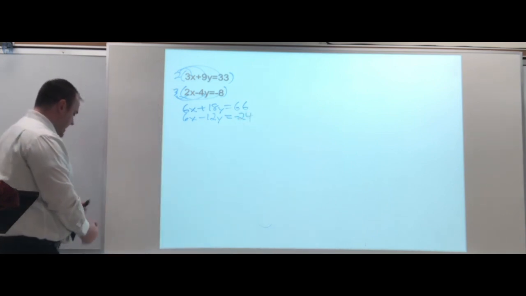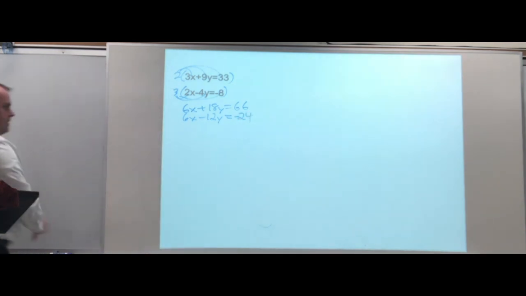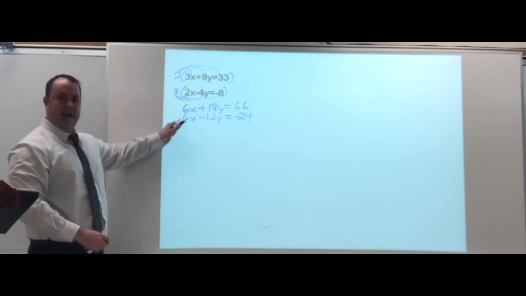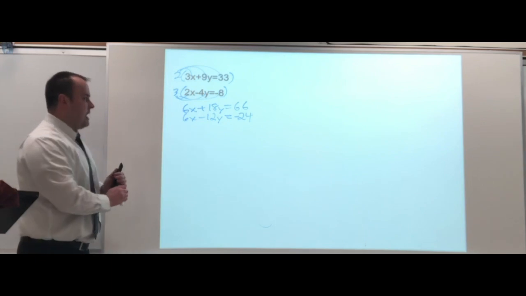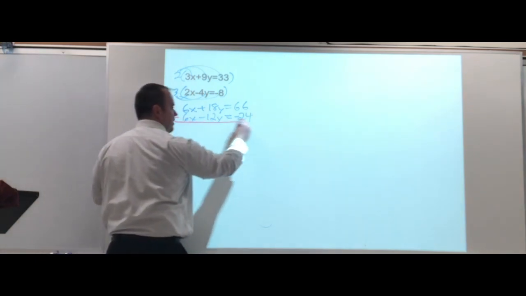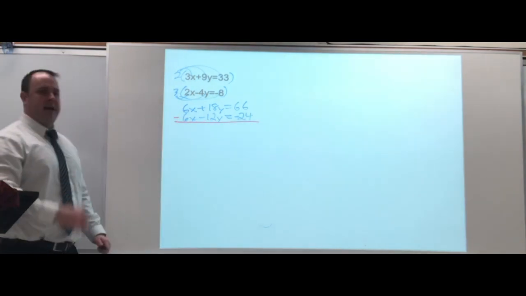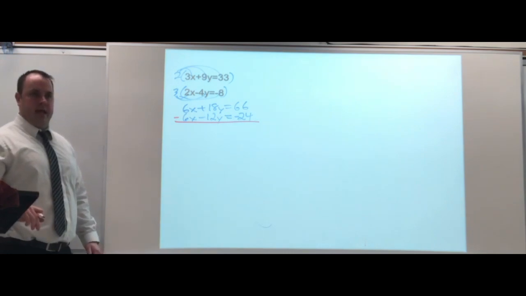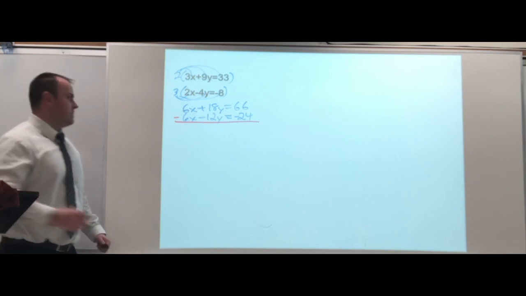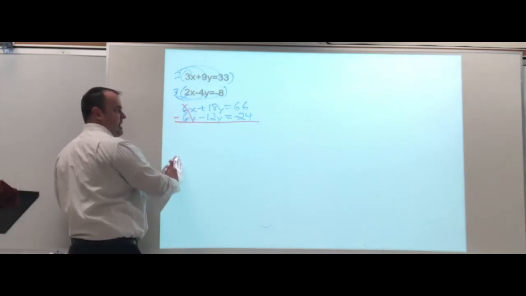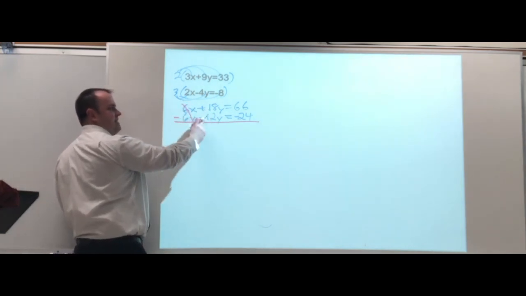Now what you see here is the x's both have 6 as the coefficient. Okay? So I can subtract those. 6 minus 6 is 0. And that's the way you have to think about it. How can you make the x's be eliminated? Well, if you add them, you get 12x. In this case, we're going to subtract. 6's cancel out. 18 minus negative 12.